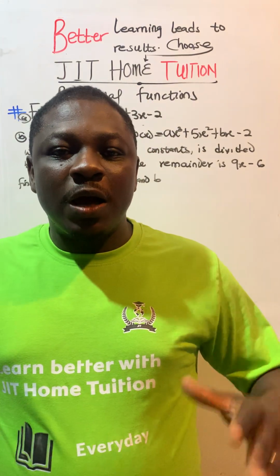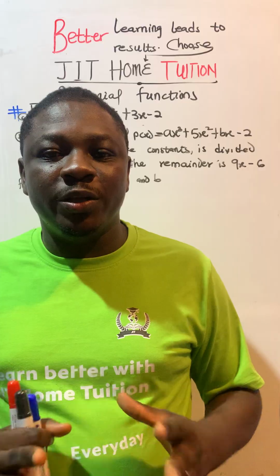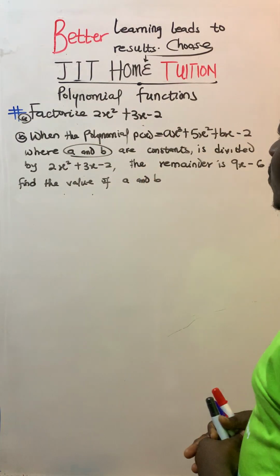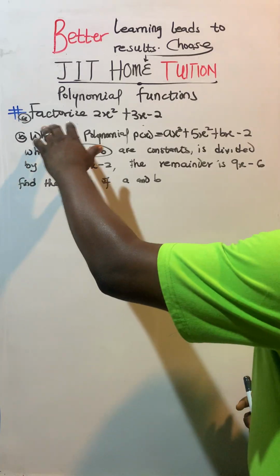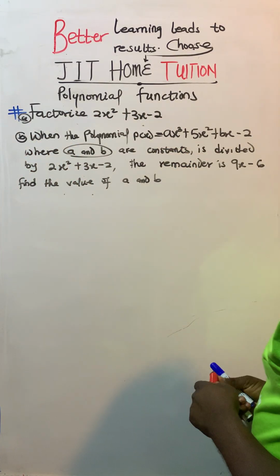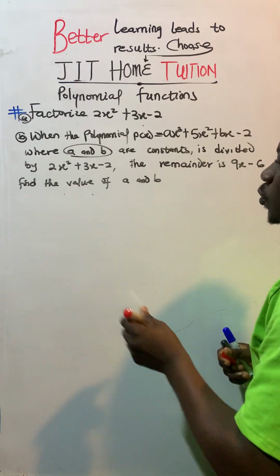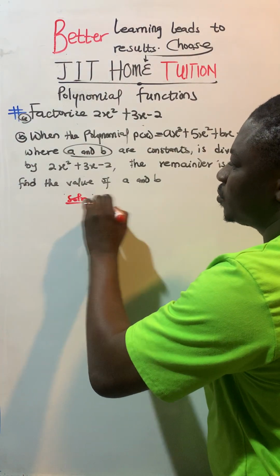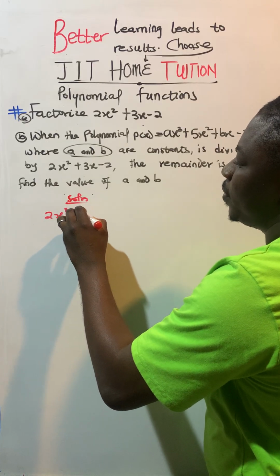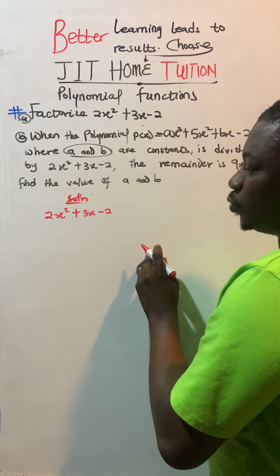In this video, I'm going to teach you how to solve polynomial questions. So we have this question on the board, all right? And the first part is saying: factorize 2x squared plus 3x minus 2. So let's solve it. You have 2x squared plus 3x minus 2.